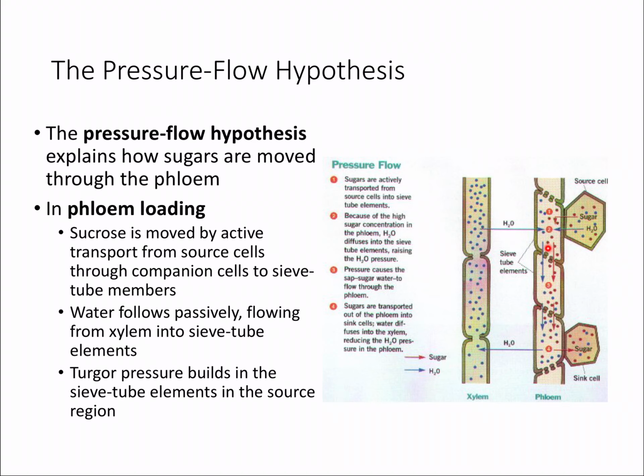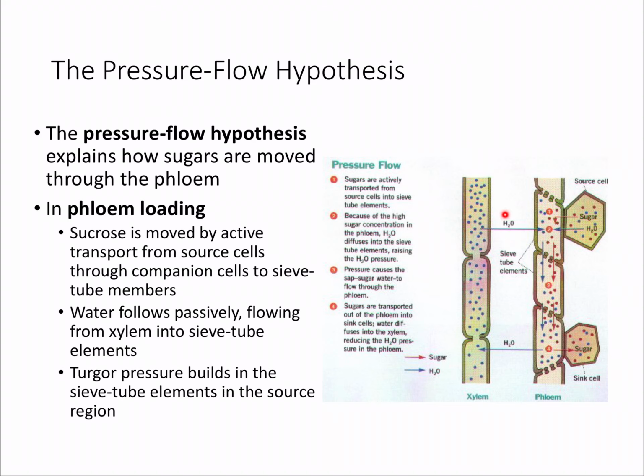So now we're going to get a really high concentration of sugar in here, even higher than there was before. It already was pulling some water out from the xylem over here, but now it's going to pull even more. So H2O, water, is going to diffuse into the sieve tube elements, raising the water pressure. Pressure causes the sap, sugar water, to flow through the phloem, and sugars are transported out of the phloem into sink cells.